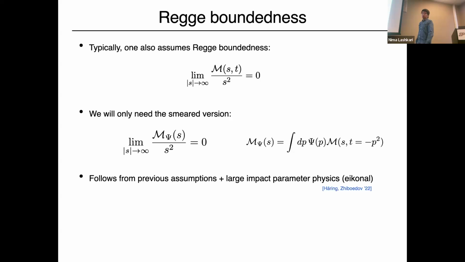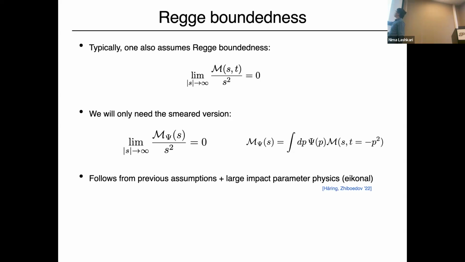And finally, there's another assumption one has to make, which is the behavior of the amplitude at high energy, when the energy is very large. Typically, what people usually assume is that when s goes to infinity, the amplitude has to grow slower than s squared. In a gapped theory, you can prove this, but in gravitational amplitudes, it's a little tricky.